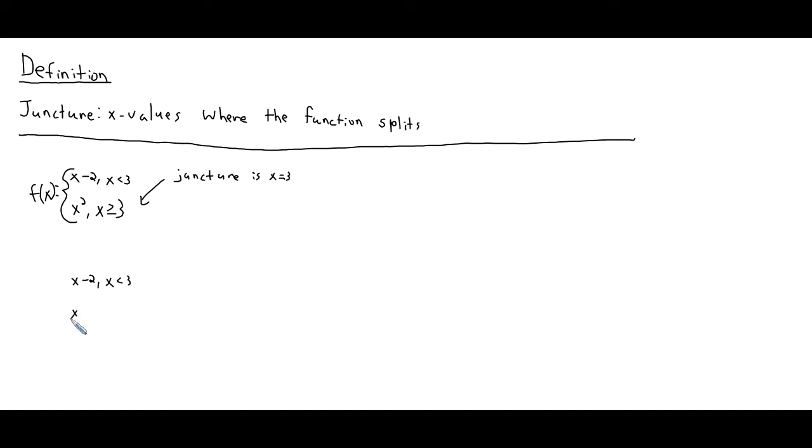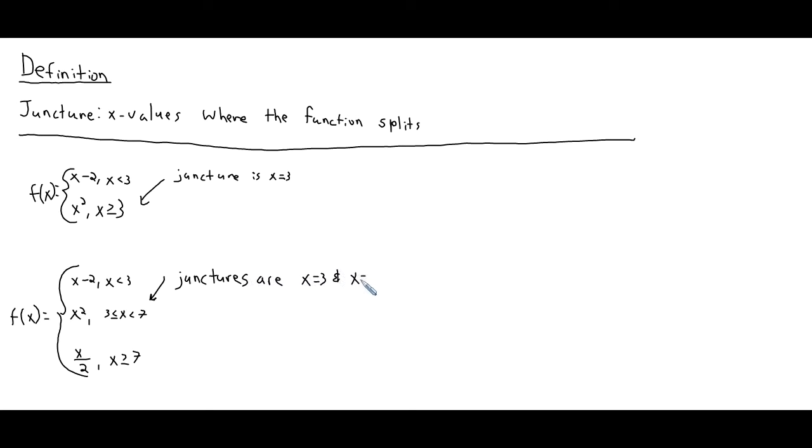So let's look at this next one. Let's say we have a function that is x minus 2 for x less than 3, x squared for 3 less than or equal to x and x less than 7, and then x over 2 for x greater than or equal to 7. So now this f of x has two junctures, right? The junctures are x equals 3 and x equals 7 because the function switches at both x equals 3 and x equals 7. So a piecewise function can have any number of junctures, just depending on how many splits there are.